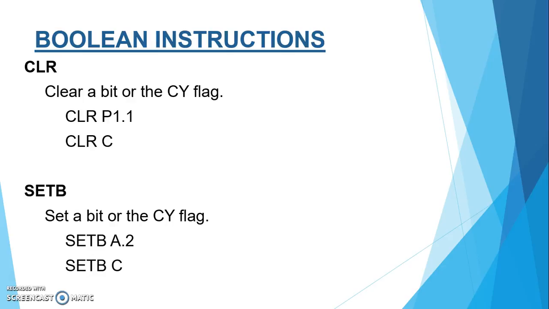When you want to set bits, the instruction is SETB. B stands for bit, the bit you want to set. So when I write SETB A.2, what I want to do here is set the accumulator's D2 bit to 1, right? Accumulator is a bit addressable register, and that is how we are able to write it as A.2. Next, if you want to set the carry flag, you can write SETB C. Again, C stands for carry flag, so the carry flag will be set to 1.